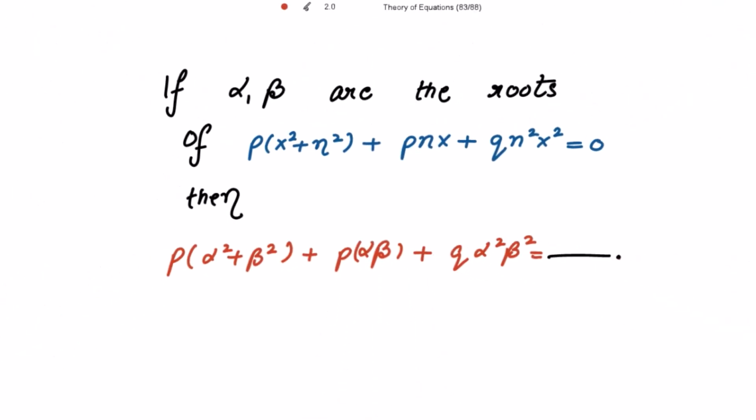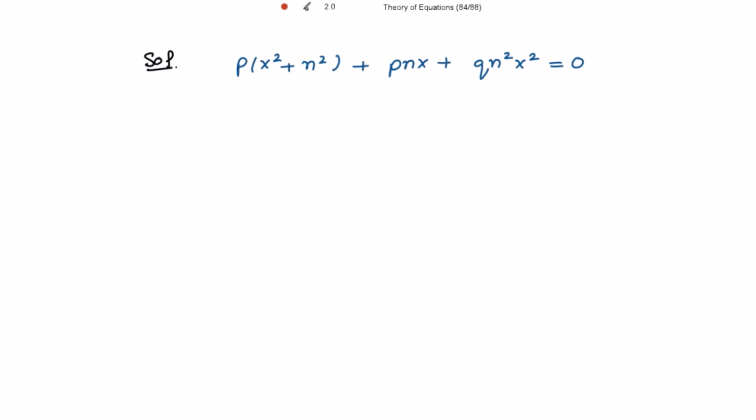Alpha and beta are the roots of the given quadratic equation, that is p x square + n square + p n x + q n square x square = 0. Then we have to find p(alpha square + beta square) + p alpha beta + q alpha square beta square equal to what? For that, we need to get the quadratic equation in x first. So let's get the quadratic equation in x.